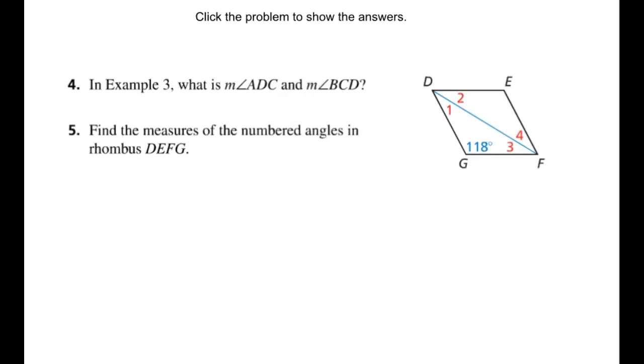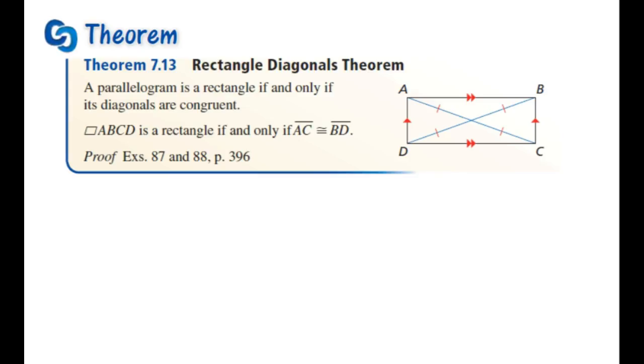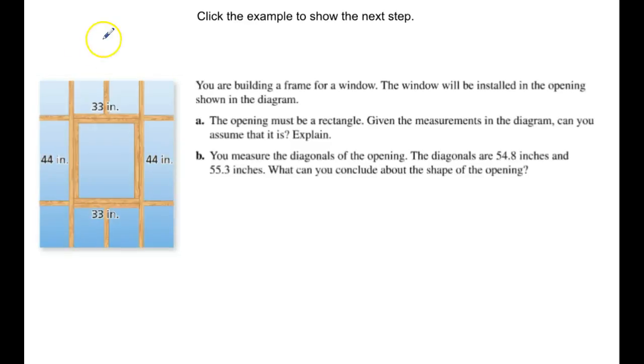So here are some more monitoring progress. Try them and see how you do. So here is another theorem, right? We've been dealing with rhombuses and now we're going to be dealing with this rectangle. So my rectangle diagonals theorem. A parallelogram is a rectangle if and only if the diagonals are congruent. And congruent means the same length, right? So if I know AC is congruent to BD, then I've got a rectangle. Okay, so let's look at this example. And this is example number 4.